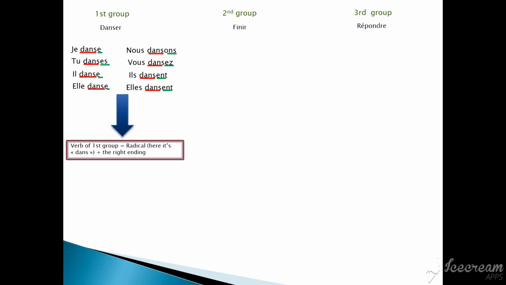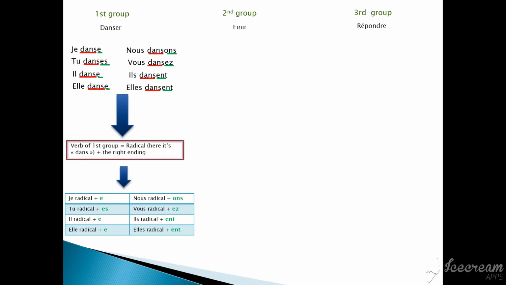It is always the same for all verbs of the first group, which means that whenever you want to use the verbs of the first group in the present, you will have to add e at the end of the subject pronoun je, es at the end of the subject pronoun tu, e at the end of subject pronouns il and elle, ons at the end of the subject pronoun nous, ez at the end of the subject pronoun vous, ent at the end of the subject pronouns ils and elles.